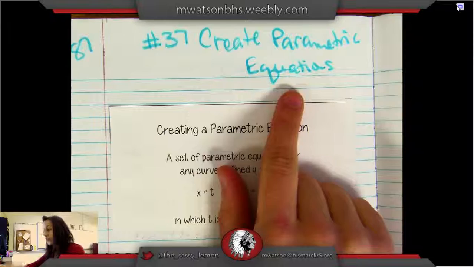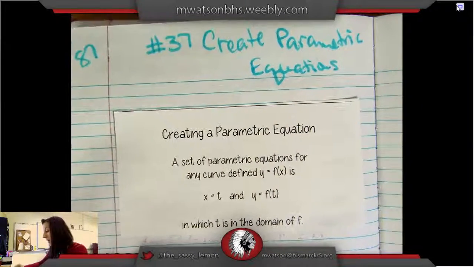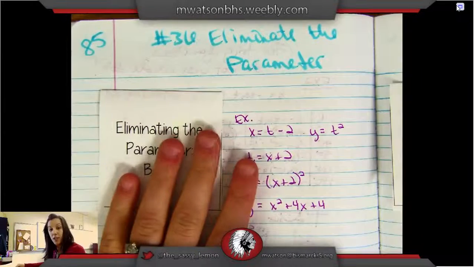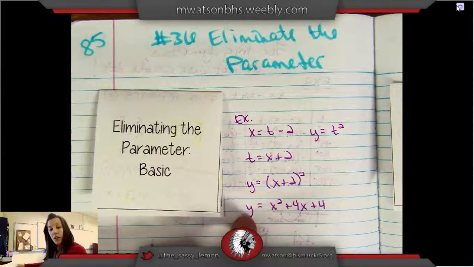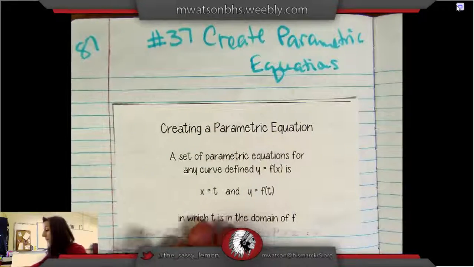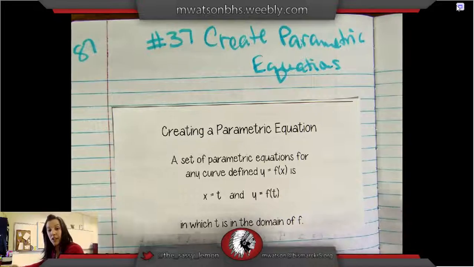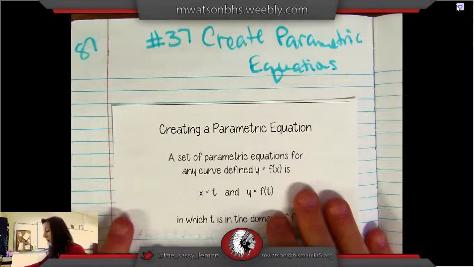So first we graphed parametric equations. They were given to us. Next we were given parametric equations and we eliminated the parameter, which gave us just a regular equation. And now we're going to create a set of parametric equations given a normal function.